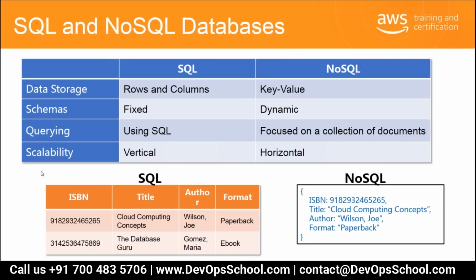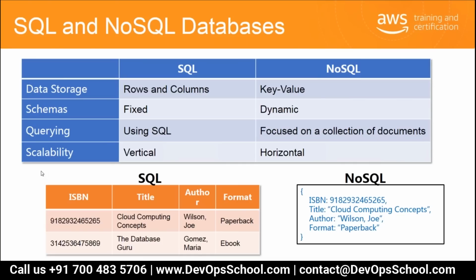I will not talk much about what SQL and NoSQL mean, but at a high level, SQL will have rows and columns, and it will be a fixed schema, and you will query that using the SQL language, and the scalability is vertical. Whereas NoSQL will have key value pair sort of data storage, not in traditional rows and columns. Schemas can be dynamic. You don't have to have a fixed schema for that. You can query in a collection sort of way, where you can query for documents within a collection.